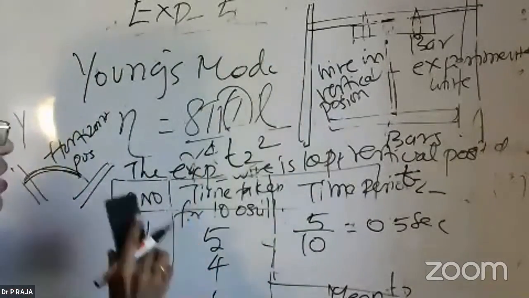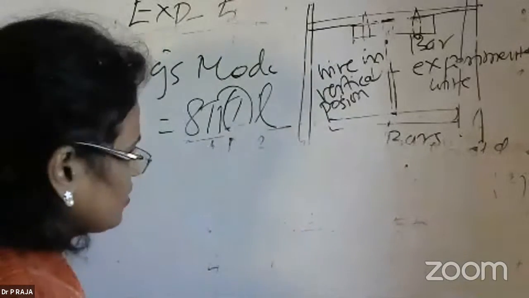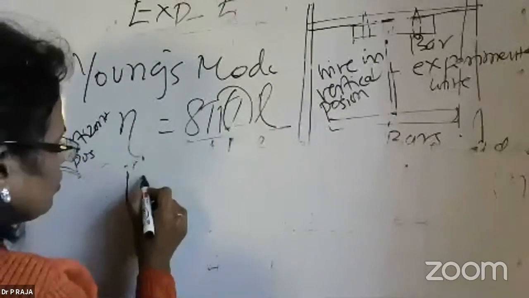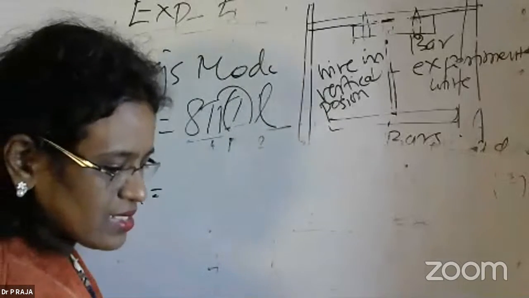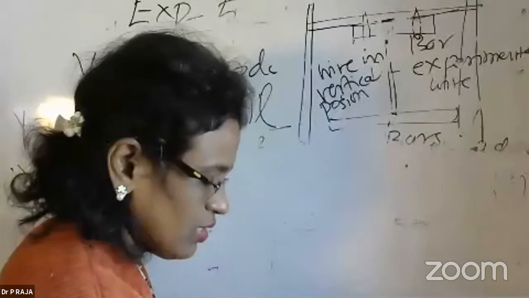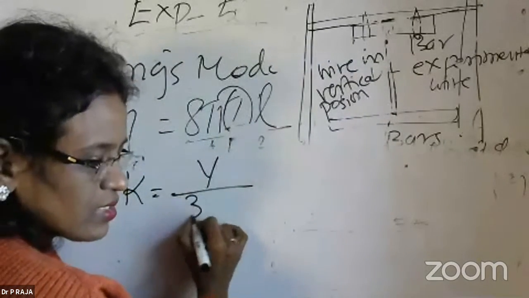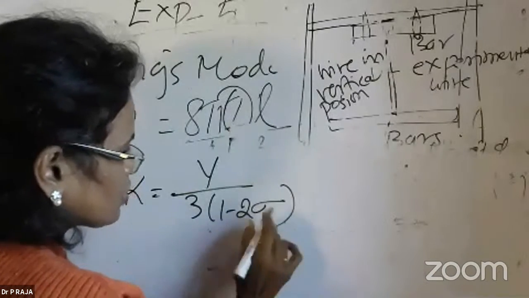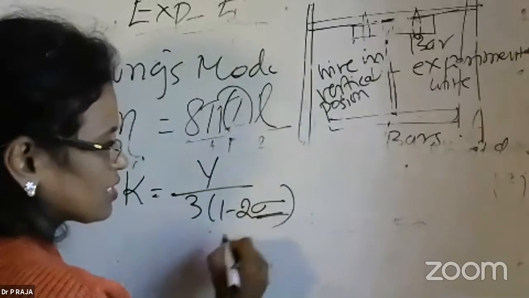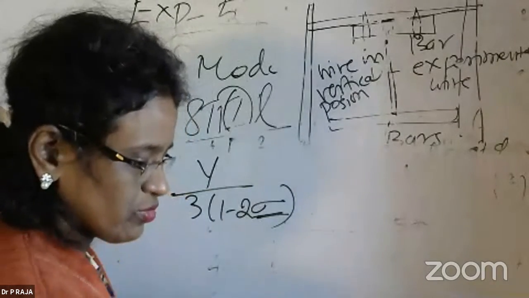Once you know the Young's modulus and the modulus of rigidity, you will use K. K is related with the formula, isn't it? See your book. K is equal to what? 1 by 3 into 1 minus 2 sigma. So you need to find the sigma value before that. So Poisson's ratio can be found out using this formula.